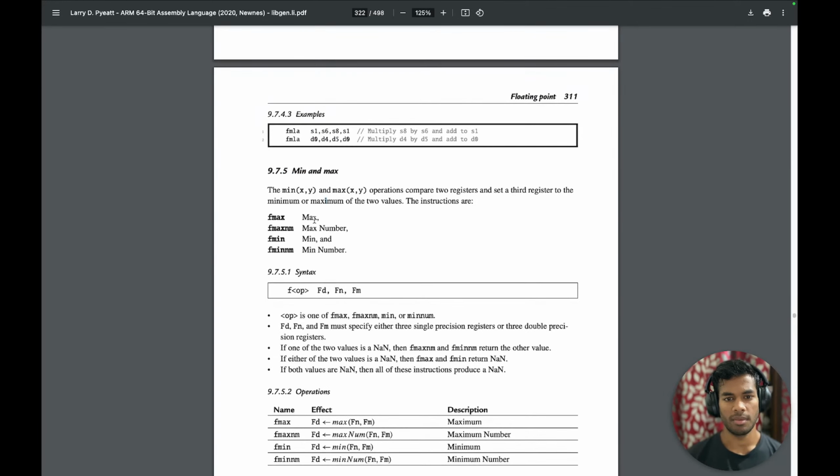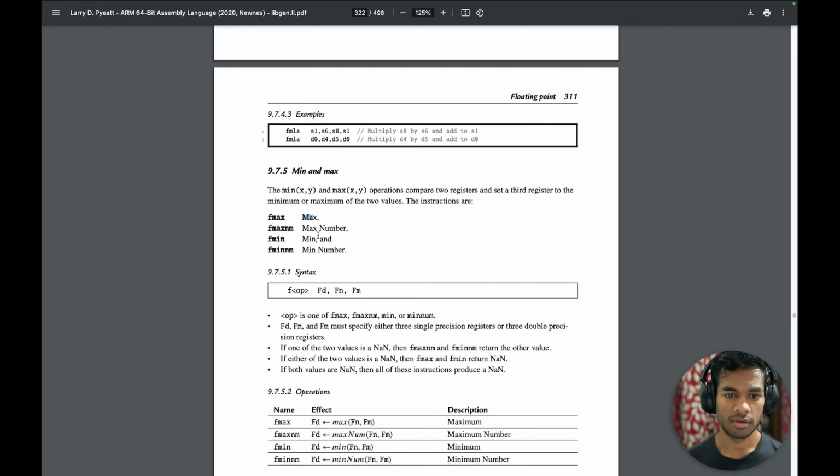Now we have min and max operations. The min and max operations compare two registers and set a third register to the minimum or maximum of the two values. The instructions are this. Okay, that is crazy because in normal general purpose registers, I would have to do this by compare select. First, I would have to update the program state by doing a compare and then conditionally select a value based on that.